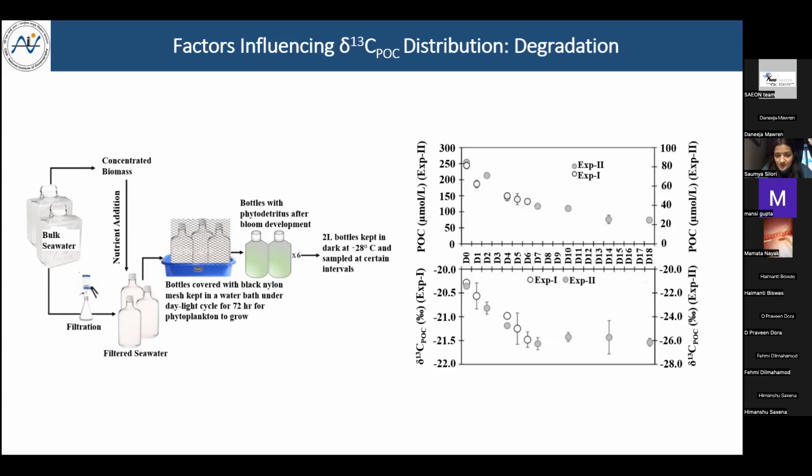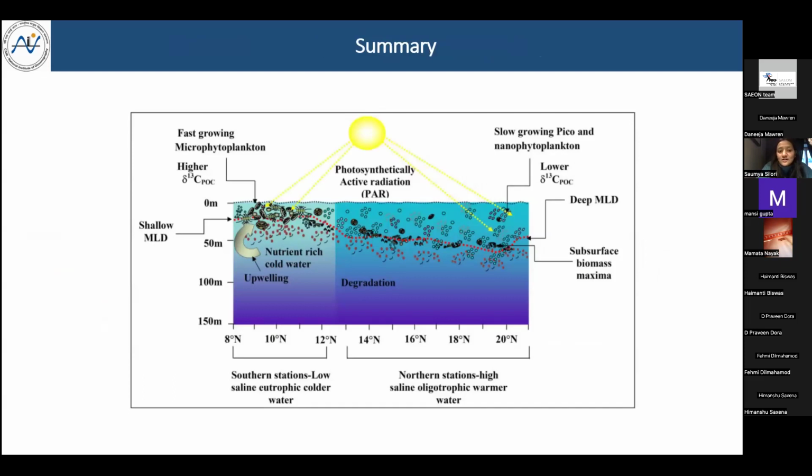Now, with this, I come to the conclusion, and I would like to summarize my presentation by saying that in the southern stations, there's upwelling, and a lot of nutrients come up, and these nutrients promote the growth of faster-growing microphytoplankton, which leads to lower delta 13C POC values. Whereas in the north, there is oligotrophy, which supports slow-growing, smaller phytoplankton like picophytoplankton and nanophytoplankton, which lower the delta 13C POC values. And at the base of the mixed layers, even though we did not directly observe it, there seems to be an influence of degradation. So that is what we found.